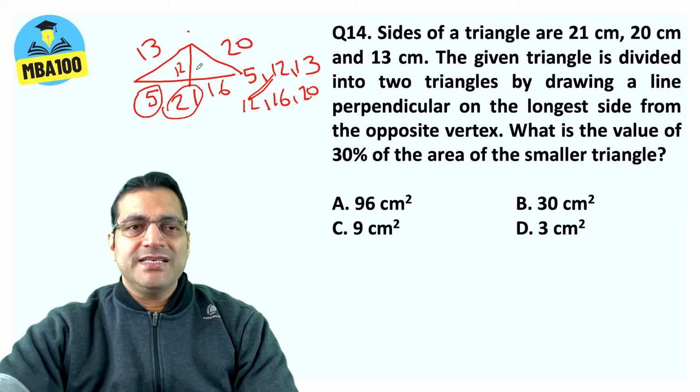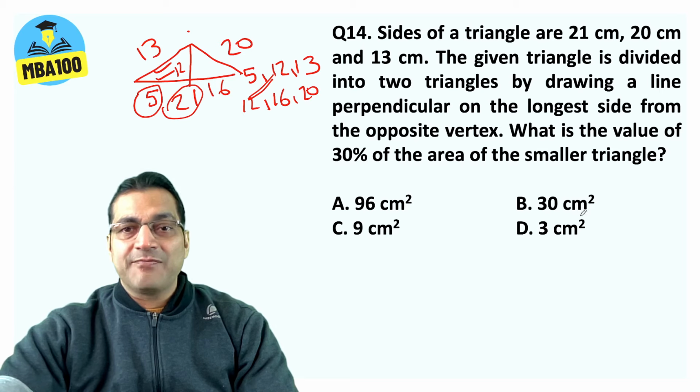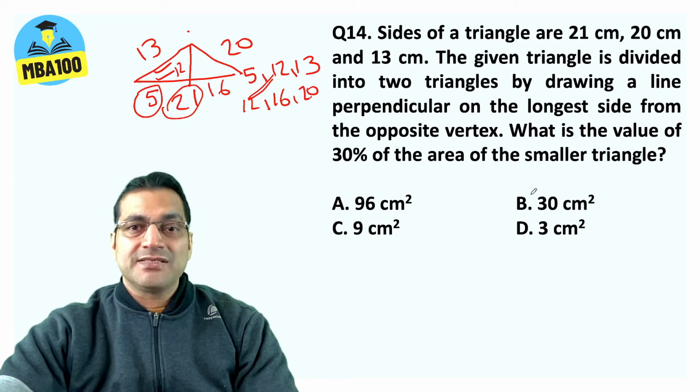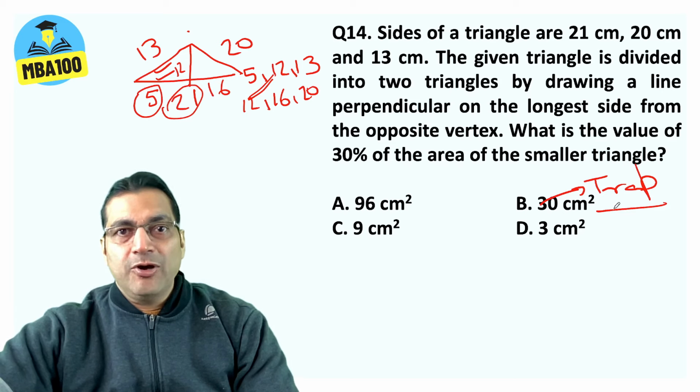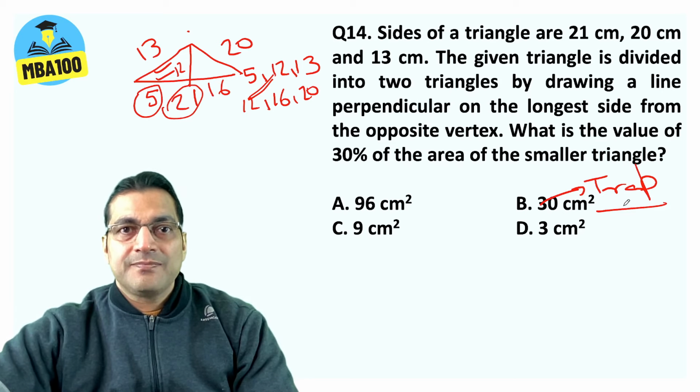And now of course, of these two, this is the smaller triangle. And what is the area? 12 into 5, 60 divided by 2, 30 square meter. And they have given you 30 square centimeter as one of the options. This is a trap. This is a trap. How many of you got trapped? Tell me honestly. Please put the comment just below this video.